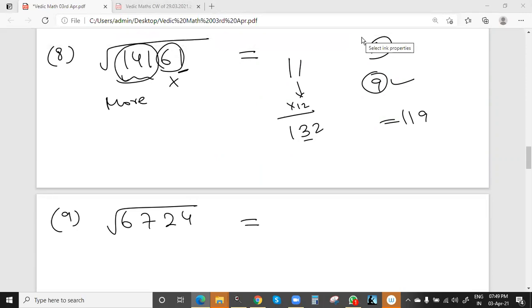Sir, I'm getting 88. Okay, no problem. See, 4 is there, so ending with 4, 2 can come and 8 can come. These two are possible cases. And then we'll ignore the last two values. We'll focus on 67, which means 8. 8 is 64. 9 would be more, so we'll take 8.